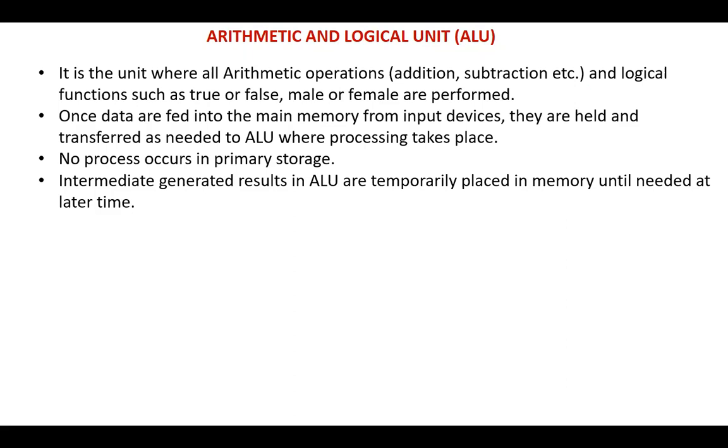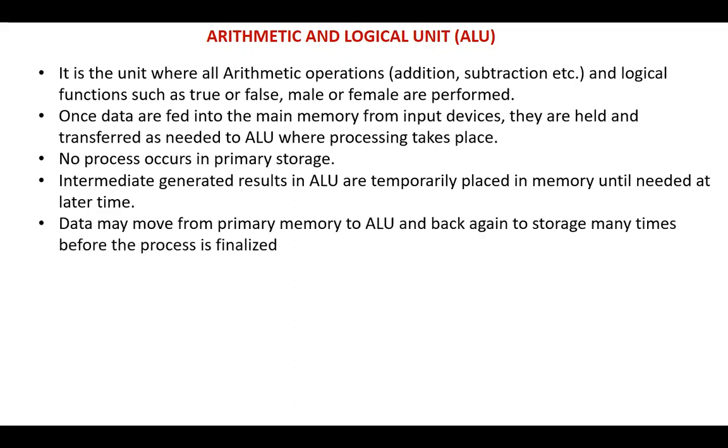But that 6, when you delete it, you think it has gone. If you want to reuse that 6, you can just press answer times 3. Then it will give you 18, meaning it multiplied your answer, which is 6, times 3 to give you 18. It had stored that 6 somewhere. Where? In the RAM. That's what they mean here. So data may move from primary memory to the ALU and back again to storage many times before the process is finalized. Okay, let's also now look at the control unit.